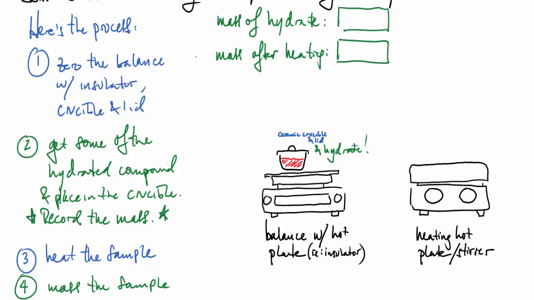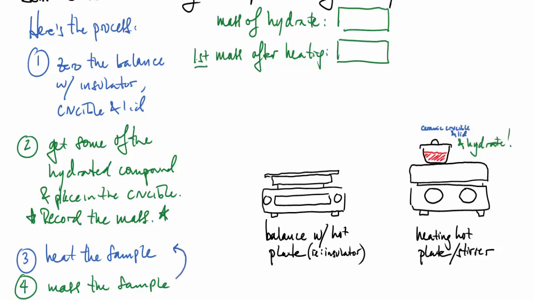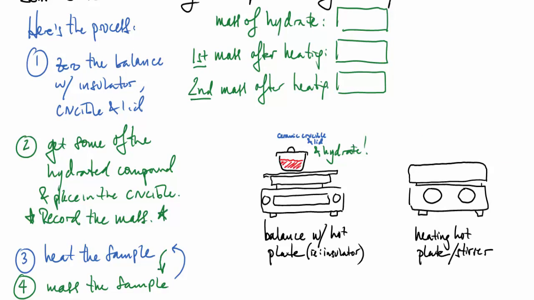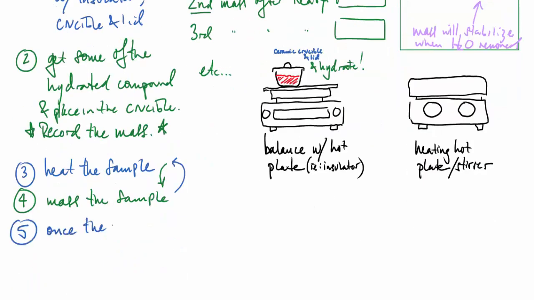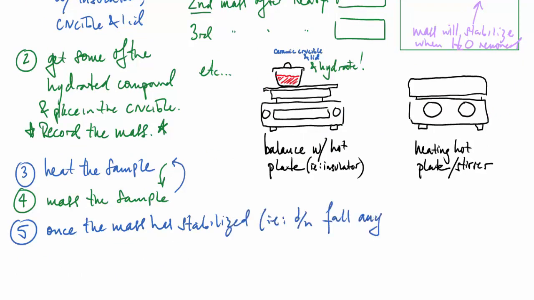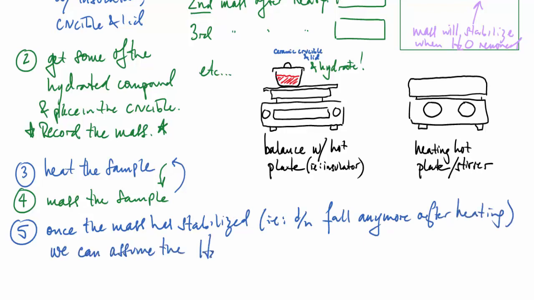So mass it after heating and get a mass there. Heat it again, mass, heat, mass. Do this a couple times. Get the second mass after heating, do the third mass, and so on. Just keep going back and forth, heating and massing until you get the mass to stabilize. If you were to graph the masses, we typically don't, but if you were, you would see the mass would fall and eventually stabilize. And it would stabilize when all the water was removed. Once the mass is stabilized and doesn't fall anymore after heating, you can make the safe assumption that all the water molecules have been driven out of the structure.